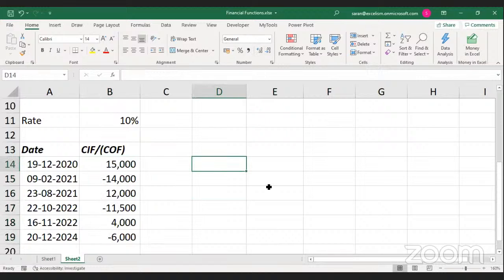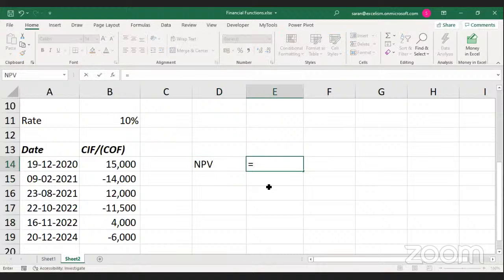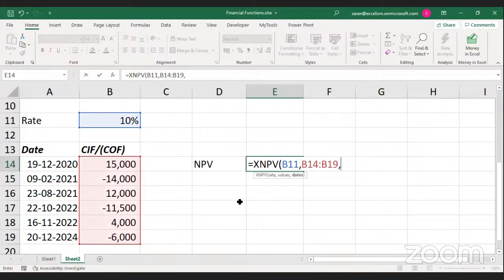Okay, so if this is the case, now let me calculate the NPV. I'm going to use the function called XNPV, because it has inconsistent periods. It returns the net present value for a schedule of cash flows. The schedule I need to give: let's take the rate, comma. What are the values? Excel understands that a positive value is a cash inflow and a negative value is a cash outflow, comma. For each respective value, what is the linked date? This is the linked date.